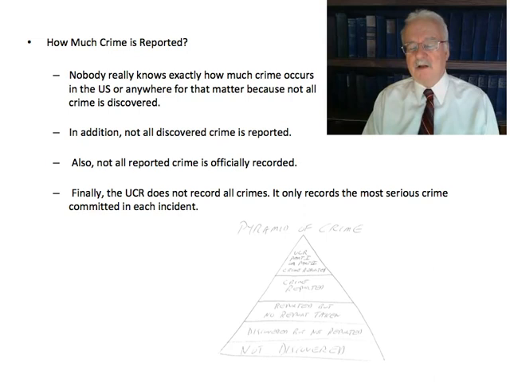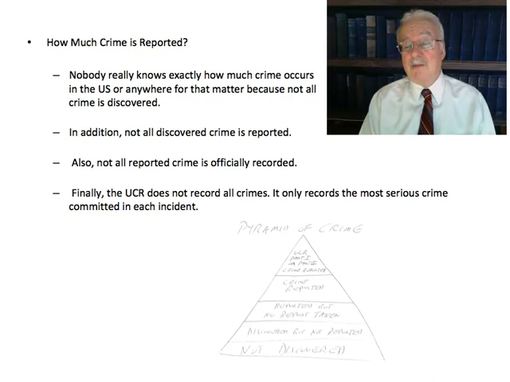When the lieutenant confronted him to arrest him, he resisted arrest physically. That's resisting arrest. And he punched the lieutenant, injuring him. That's felony assault on a police officer. So this one individual committed an entire litany of crimes. However, only the most serious one, the felony assault on a police officer, made the Uniform Crime Report.